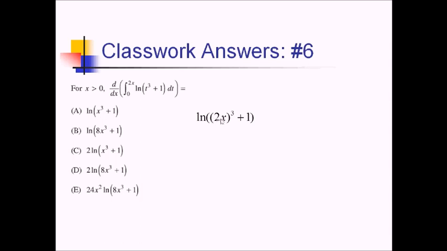But since 2x has a tail that's not just 1, I have to multiply by my chain rule here. So multiplying this by 2. And now if I just simplify that a little bit, I'm going to have 2 times ln of 8x cubed plus 1 inside the ln. And that's going to give me answer choice D.